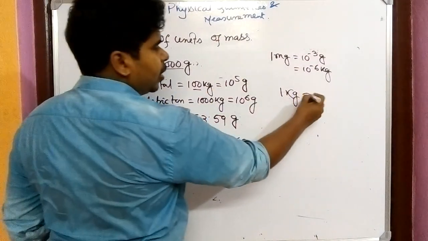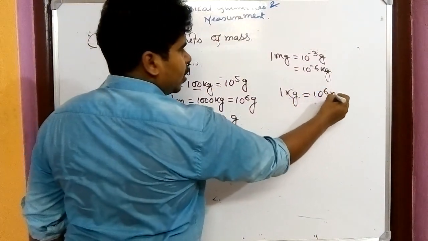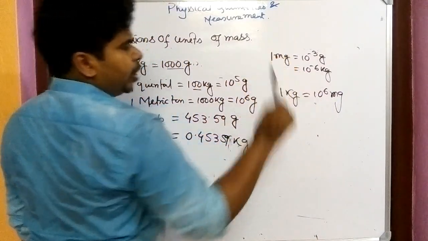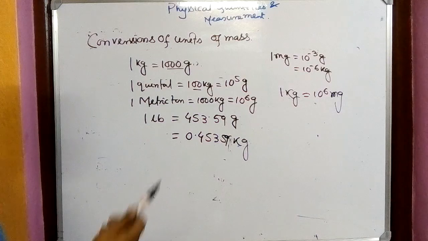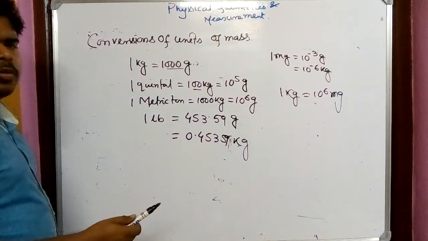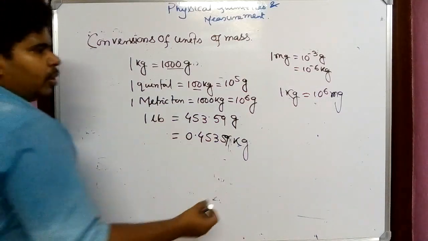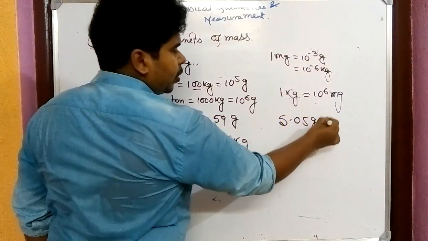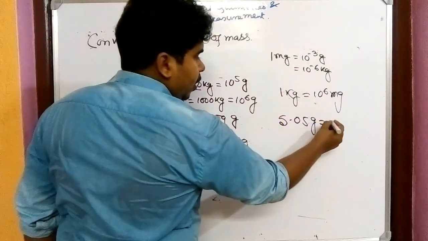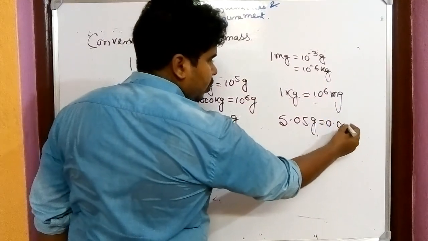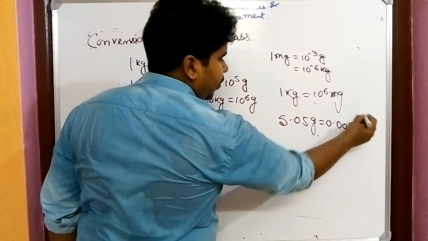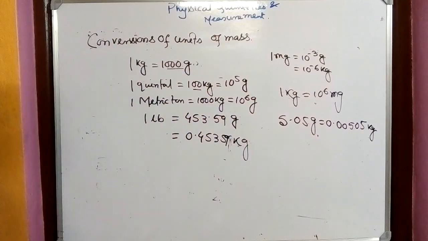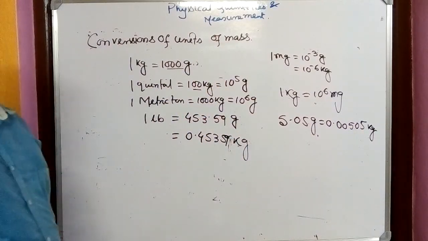So it is very clear, 1 kg equals 10 to the power 6 milligram, since 1 milligram equals 10 to the power minus 6 kg. Not only that, if it is told that 5.05 gram equals how much kg? So it is 0.00505 kg. So we have to divide it by 1000.